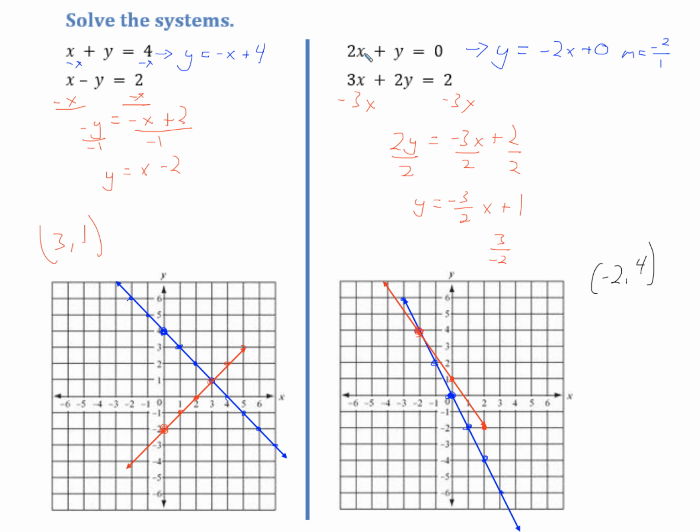We could put those back in. 2 times negative 2 is negative 4, plus 4 is 0. And we could put it in here. 3 times negative 2 is negative 6, plus 2 times 4 is 8. Negative 6 plus 8 is 2. So these worked out both nicely. They intersected at a nice lattice point there.